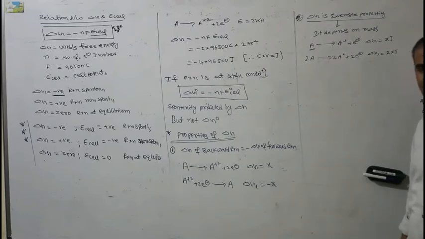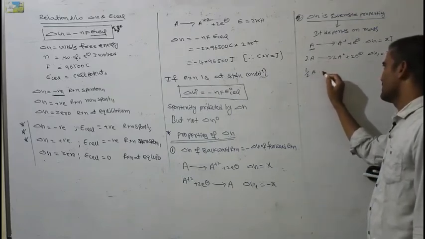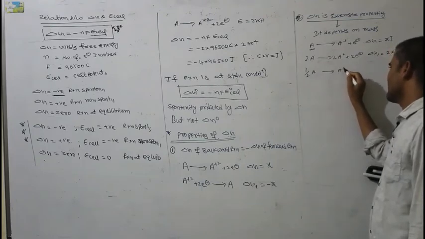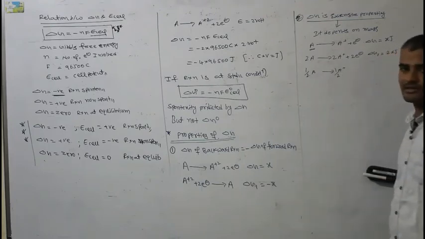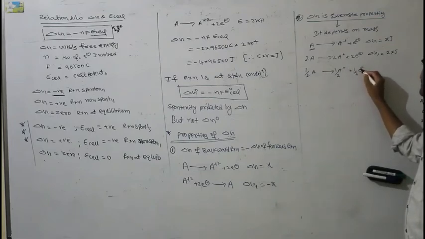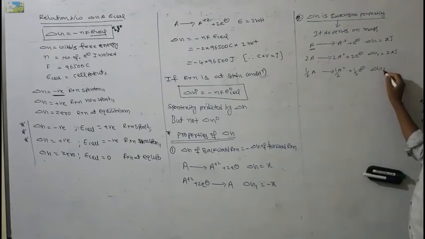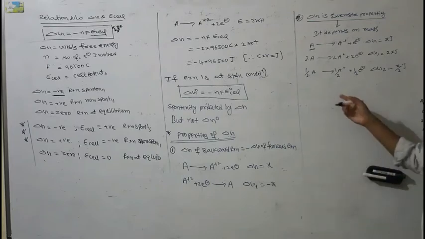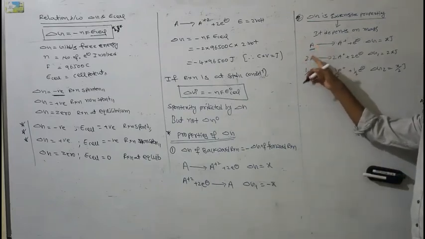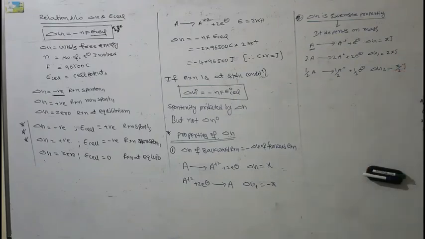However mass changes, del G will change. For example, here we look at half A converted into half A plus by loss of half mole of electron. So here del G2 becomes X by 2 joules. It depended on the mass: first 1 mole, then we made it 2 moles, and here half mole. This is called extensive property.